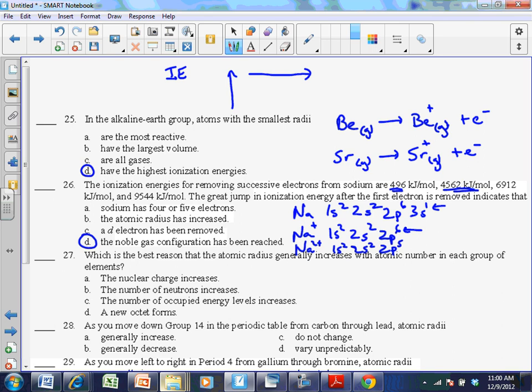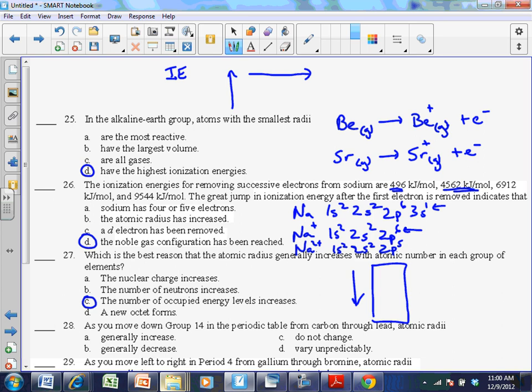Which is the best reason that the atomic radius generally increases with the atomic number in each group? So as the atomic number goes up, down a group, why does the radius get bigger? The nuclear charge increases. That's true, but it's not a good reason for the radius getting bigger. That'd be a reason that the radius would get smaller. The number of neutrons increases. Has nothing to do with the radius. The number of occupied energy levels increases. Yes. Okay, that means that you are in a higher n, further from the nucleus. A new octet forms. That makes no sense.